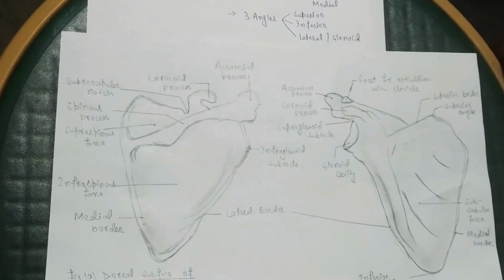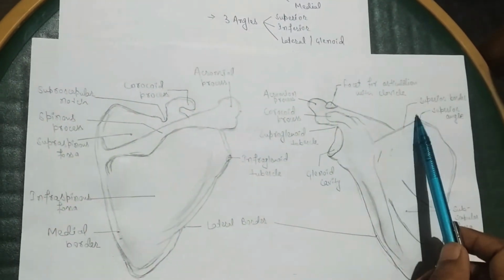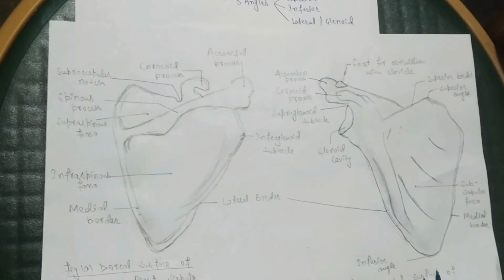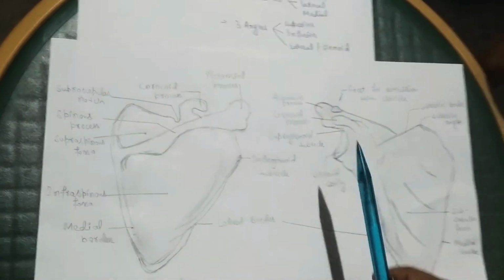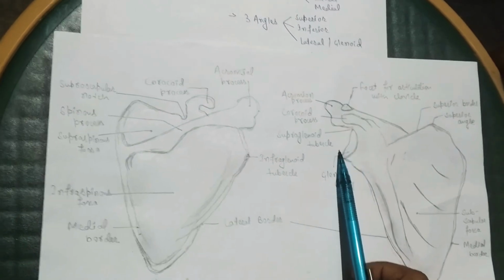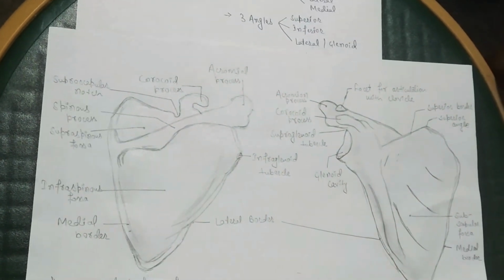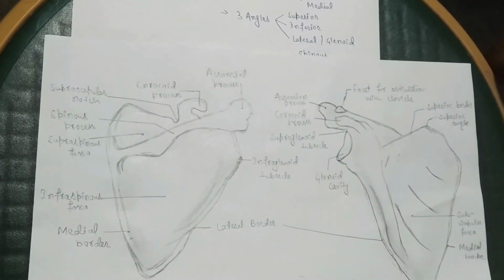And the scapula has three angles. Superior angle, this is the superior angle, this is the inferior angle, and the lateral angle or the glenoid angle, and this is the glenoid cavity. And the lateral angle is present here.